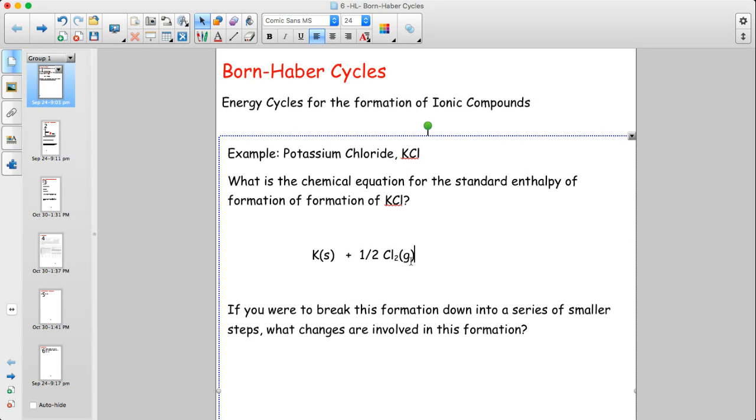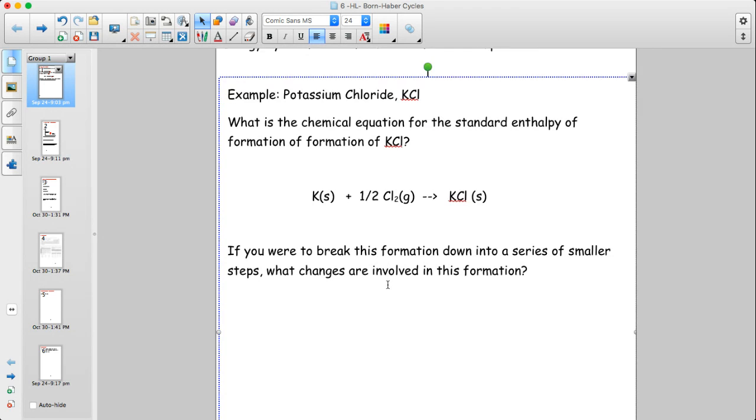And so I add the half because when we do formation enthalpies, we should always get 1 mole of the product. And ionic compounds are solid at standard state conditions. So this is the enthalpy change of formation. This can be carried out experimentally, and the enthalpy change can be measured. But that's the chemical equation that represents it.